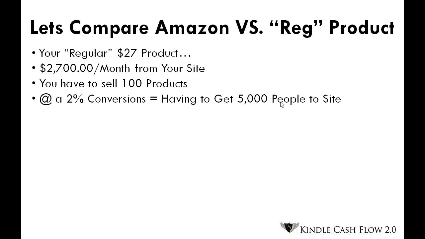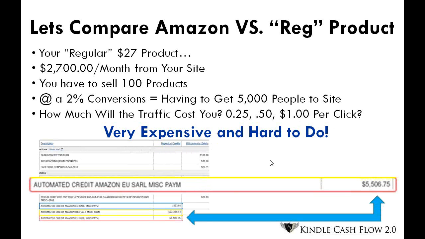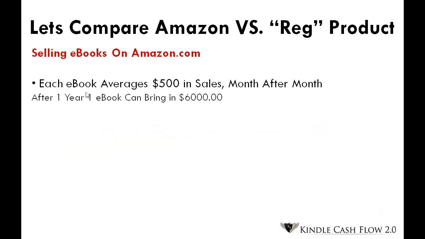So you have to get at least 5,000 people to your site at 2% conversion, right? How much will that traffic cost you, right? I want to hammer that in because I want you to see the difference there. Again, it's expensive, it's hard to do, right? Versus being able to do something like this with Amazon Publishing. So selling ebooks on Amazon is a lot easier.